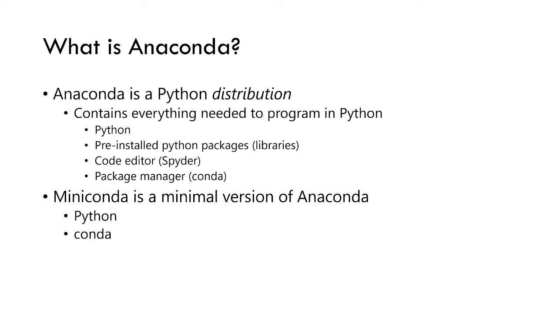So it comes with Python, it comes pre-installed with many Python packages, and these are libraries, essentially other people's code that help you do things like edit images or save zip files. It also comes with a code editor called Spyder, and it comes with a package manager called conda. And a package manager is used to update packages as well as download other software. And so Miniconda is a minimal version of Anaconda, which only includes Python and conda, the package manager.